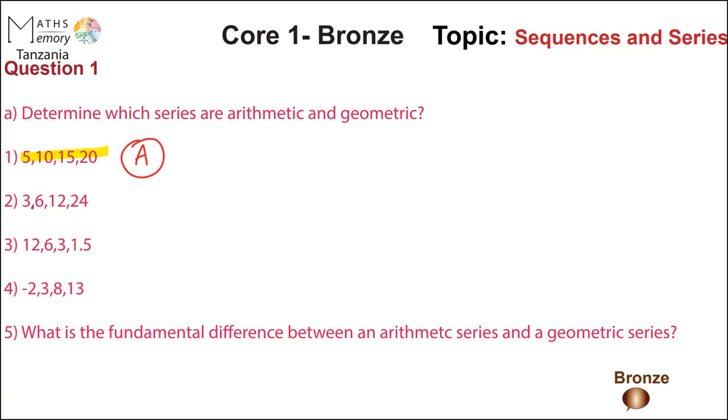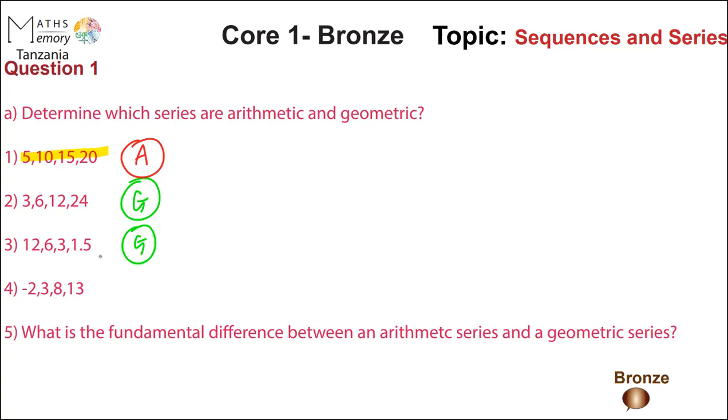Number 2: 3, 6, 12. This has been multiplied by a ratio of 2, so I'll put G for geometric. Next one, 12, 6, 3, 1.5. This is being divided by 2, so again this is a geometric series. We're timesing by half, same thing. We tend to use times by half, by the way, as the ratio for number 3.